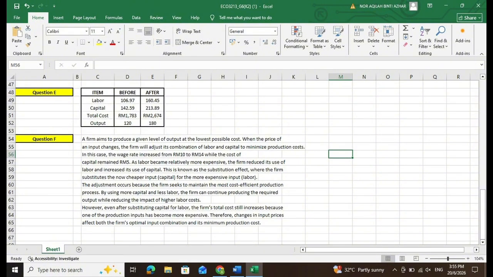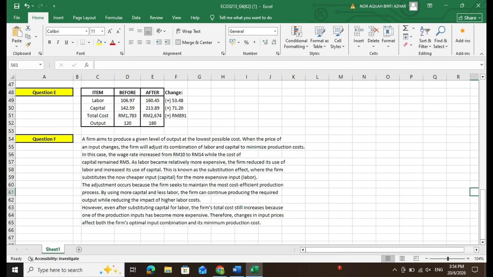So the result showed that labor increased from 106.97 units to 160.45 units, while capital increased from 142.59 units to 213.89 units. The minimum total cost also increased from 1,783 to 2,674. To analyze the change, I compared the result with part C.